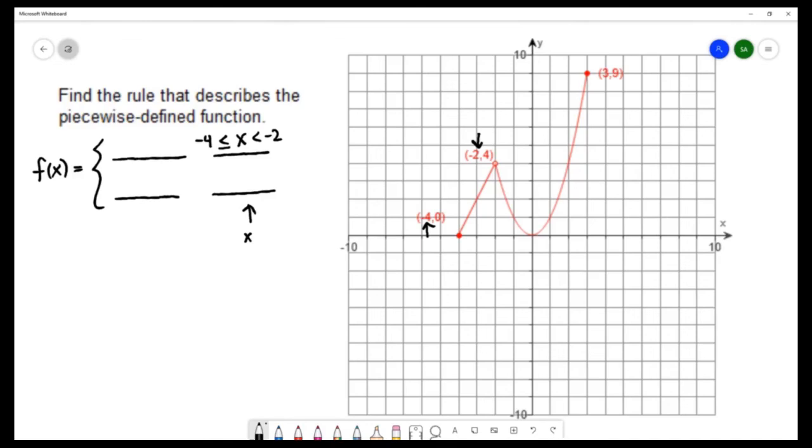When we draw a filled-in circle, that point is included, and the equal to in our condition tells us that that endpoint is included. When we don't put the endpoint, when we don't put the equal to, we don't include the endpoint. So this endpoint is not included.